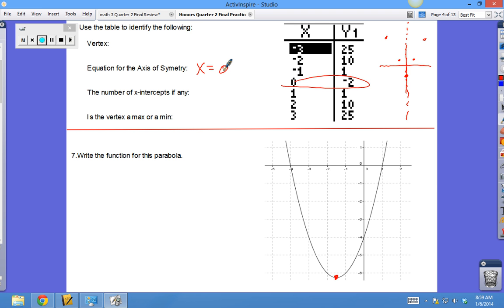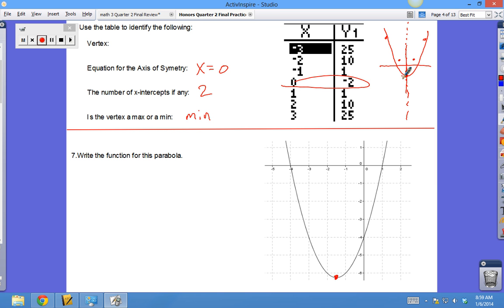That's the dead center. Okay, the number of x-intercepts. How many x-intercepts does this have? If I connect all these dots, it's got 2 x-intercepts. So the vertex, is it a maximum or is it a minimum? It is a minimum because it is the lowest point of that parabola. The maximum will be the highest point.